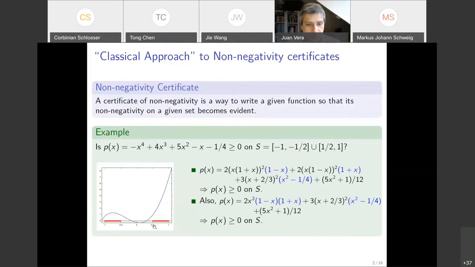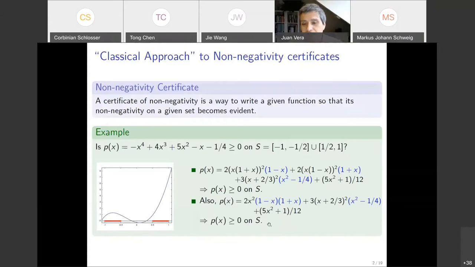Now, of course, we all know that the plot might be misleading. So here I bring a proof. Actually, I bring two. I can write the polynomial in this way. Here all the black terms are sums of squares, and the blue terms are just the inequalities defining the set S, the inequalities that are valid for the set S because they are actually the ones that define S. And therefore, this expression proves the non-negativity of P on S.